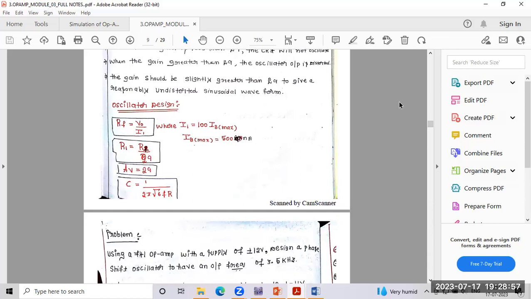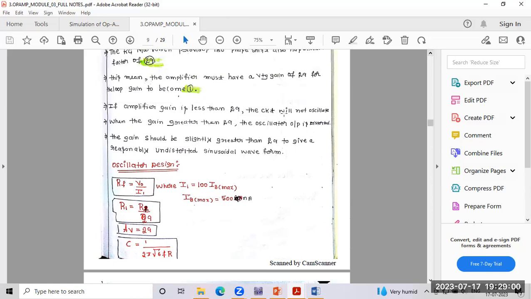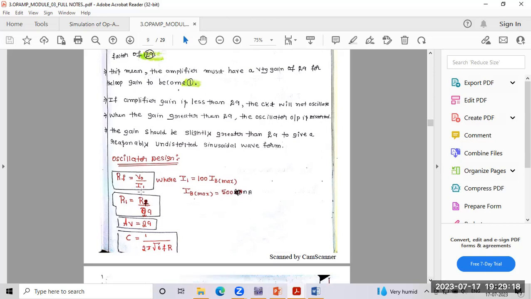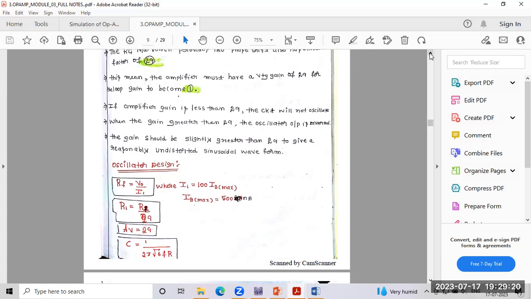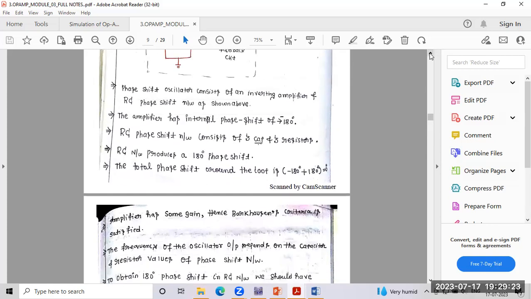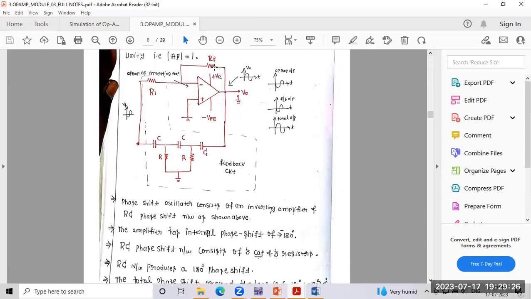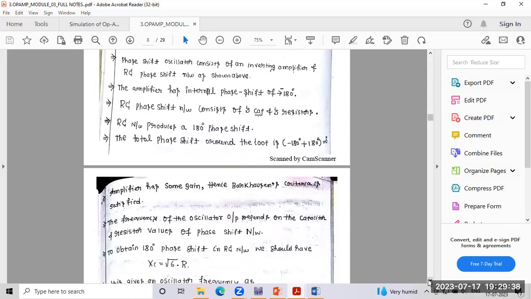Okay, RF equal to V0 divided by I1. I1 is nothing but 100 times IB max. IB max is nothing but the average current for both terminals, inverting and non-inverting terminal. That is equal to 500 nano ampere. Substitute here: I1 equal to 100 into 500 nano ampere equal to 50 micro ampere. RF equal to V0 divided by I1. How does this equation come? Here there is a circuit. Across the RF, you need to apply Ohm's law. RF is equal to V divided by R, which is the V by I formula. V is nothing but V0, divided by I1. Here I1 is nothing but 50 micro ampere.